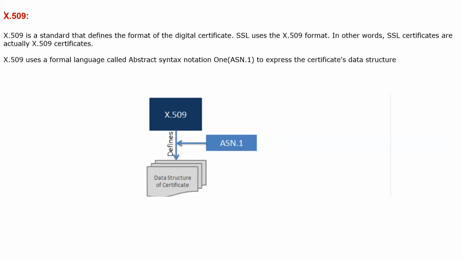X.509 uses a formal language called Abstract Syntax Notation One, sometimes called ASN.1, to express the certificate's data structure. So this is what is inside the certificate we have in SSL, that is X.509. Here we have digital certificates signed by the X.509 standard guidelines. This is called the Abstract Syntax Notation One language.